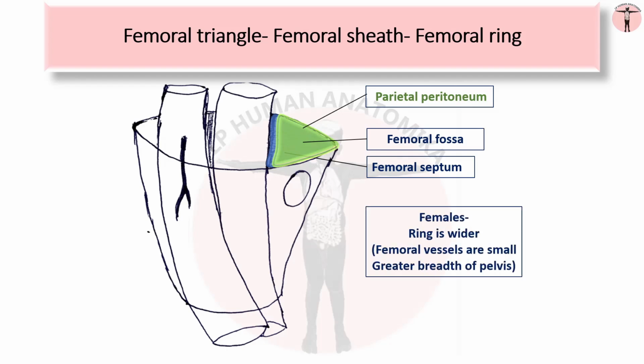The ring is wider in females because of the greater breadth of the female pelvis and the narrower diameter of the femoral vessels. Hence, the femoral hernia bulging through the femoral ring is more common in females than in males.